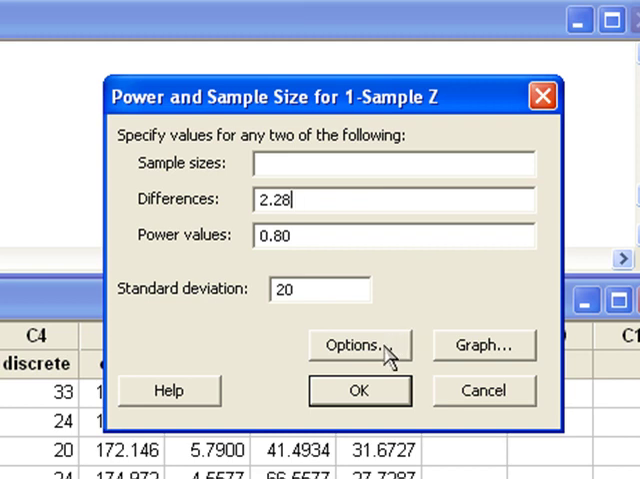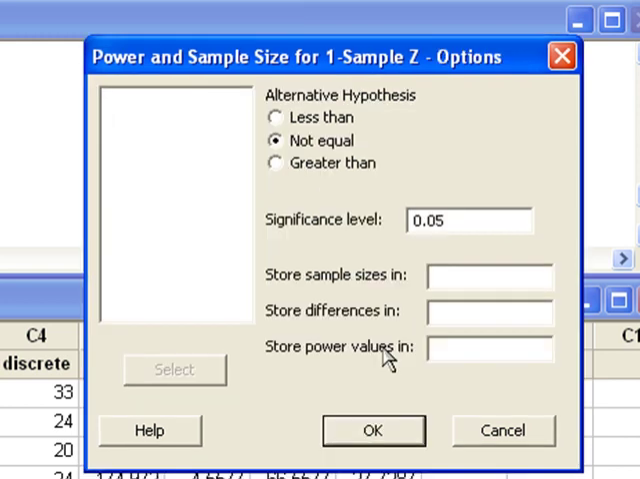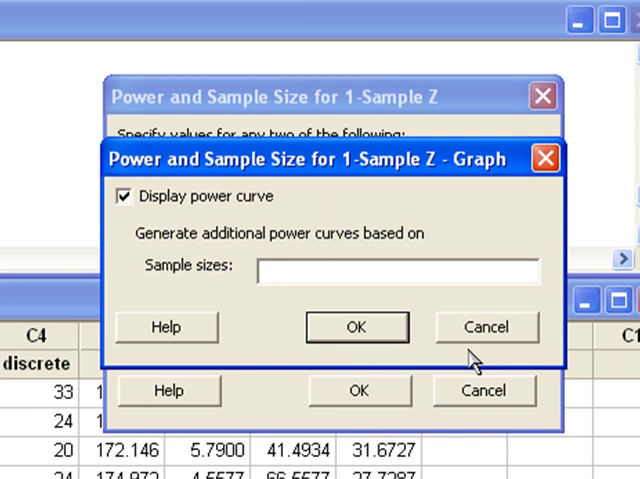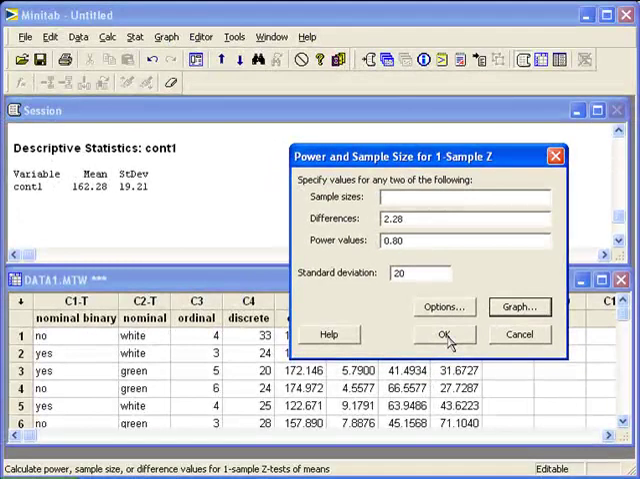Next, we can choose the Options button to make sure that our alternative hypothesis and alpha level of significance are set correctly. We're doing a two-sided test, so the default not equal is already selected for us, and the significance level is also correct. The power curve will be displayed automatically. I'm going to unselect that. We will just look at the sample size calculation.